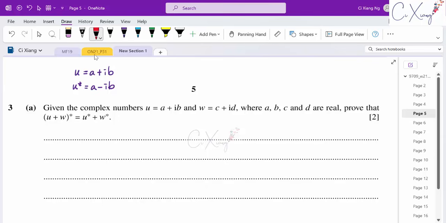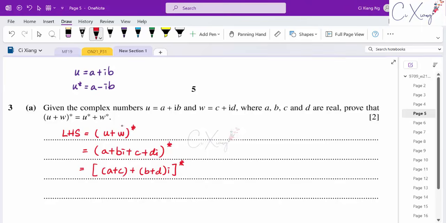First of all, I want to start from the left-hand side. On the left-hand side, I have (u plus w) star. So what do I have for u plus w? u is actually a plus bi, and w is c plus di, and then I'm having a star here. I want to group all the real parts together. Real part means without the i. So I'm having a plus c without i, and then all the i together, so I'm having b plus d and then i.